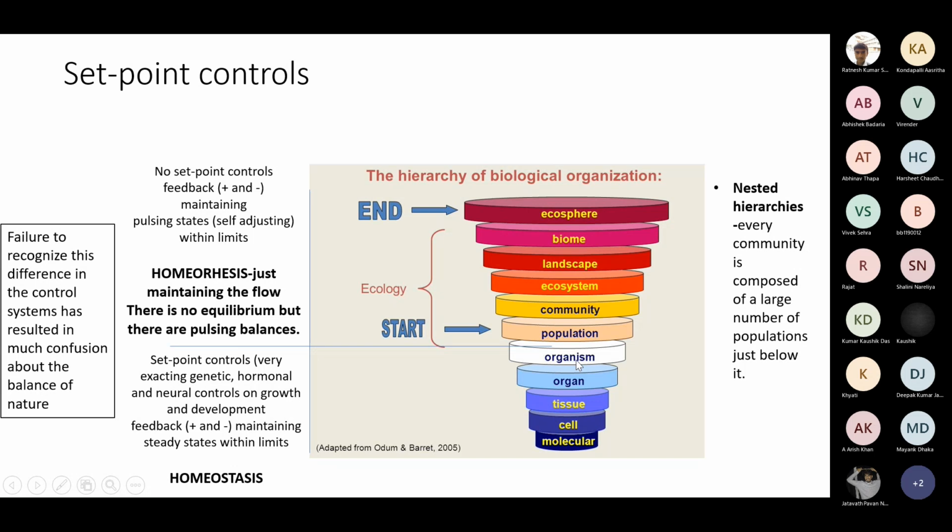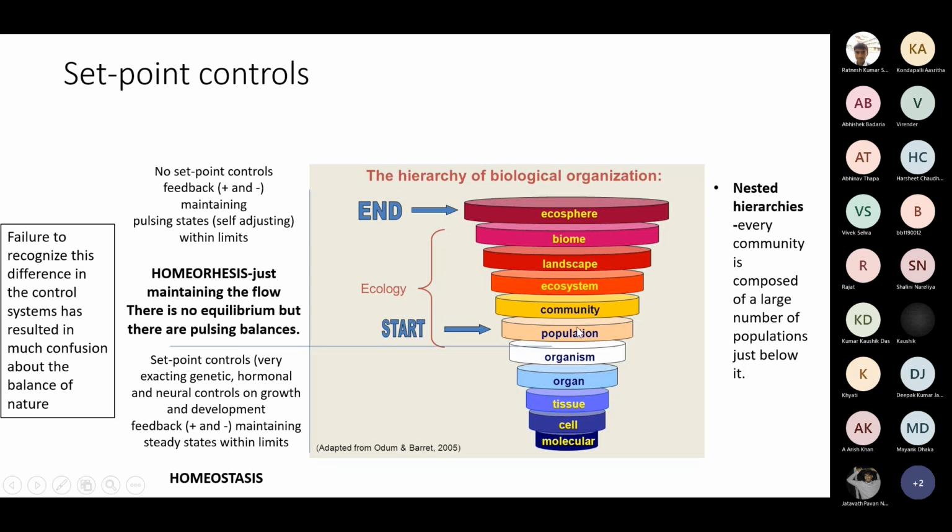So you can take an excess of food. It doesn't disturb your system. You're able to digest it properly, and so on and so forth. So there are very exact control mechanisms which are operating. But when you look at populations and upwards, there are no set point controls.